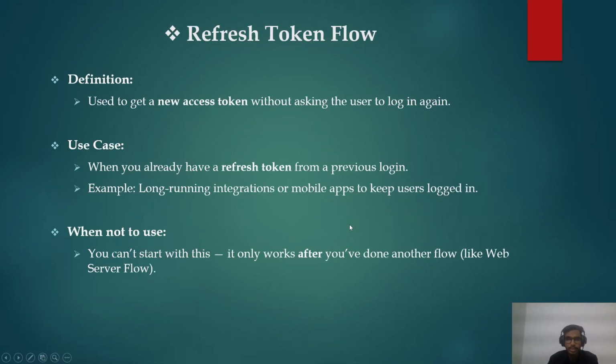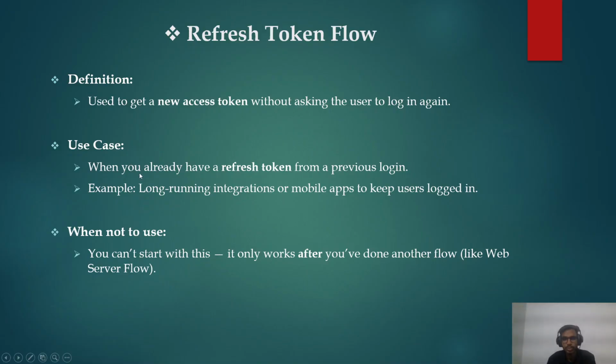Now the third one is the refresh token flow. The refresh token flow is used to get the access token without asking the user to log in again. In this flow, you must already have a refresh token. So using the refresh token, you get the access token, and it doesn't ask for the login page again. Don't show the login page again to get the access token.